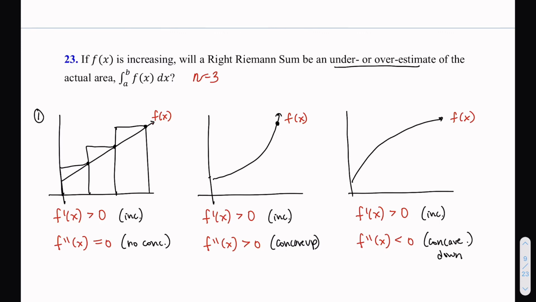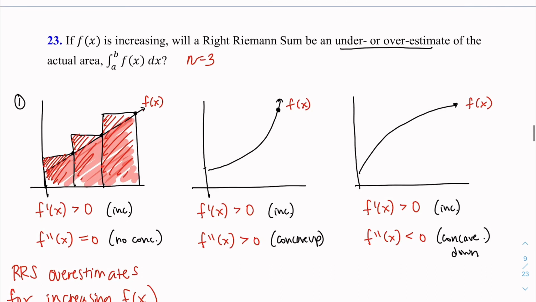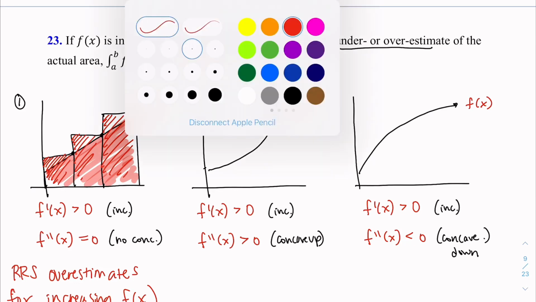So you can see that the actual area under the curve is this. But our estimated area under the curve is much more. We've overestimated. And so that will be true anytime we're increasing. So our right Riemann sum will always overestimate our increasing functions. Now, in this example, we had a straight line, so there was no concavity. But I want to show you that it's also true regardless of whether we're concave up in situation 2 or concave down.